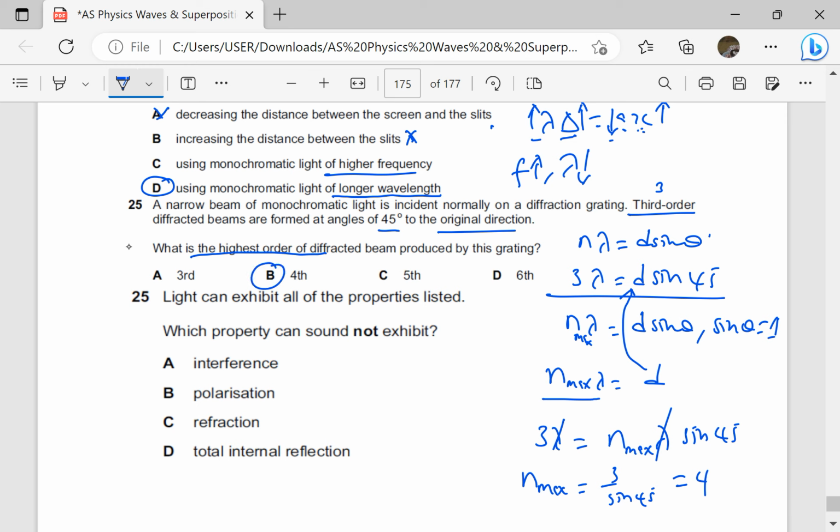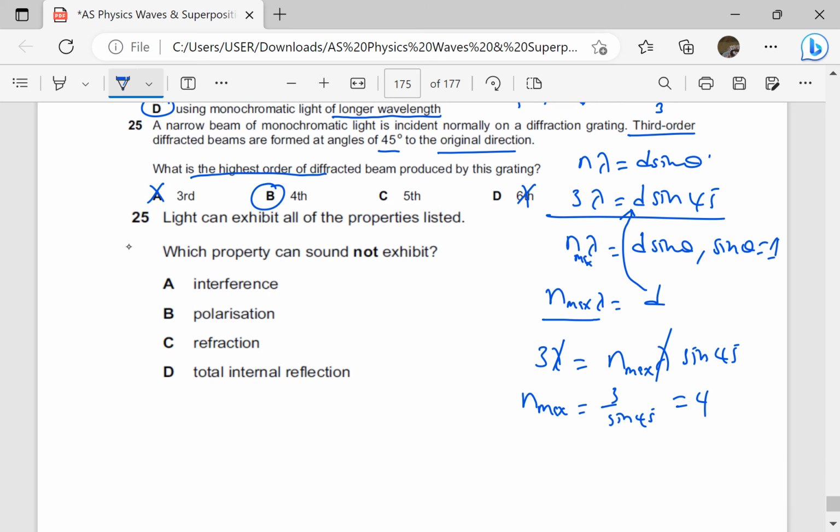It can't be 50th, because 50th, it means you are adding the 4 orders plus the central. It cannot even be 60th. It can't be 3rd. Light can exhibit all of the properties listed. Which property can sound not exhibit? Sound cannot show polarization.